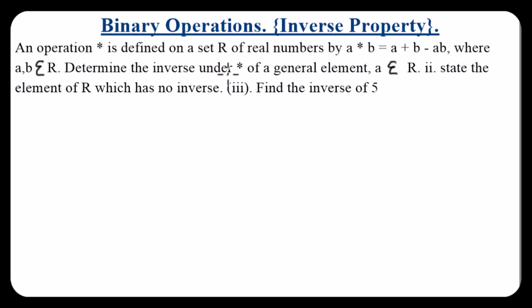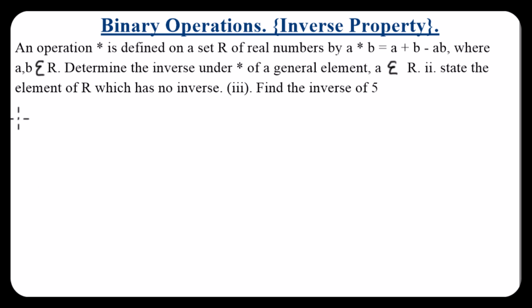Determine the inverse under star of a general element A being an element of R. So we have to find the inverse underneath this. Then Roman figure 2, we have to state the element of R which has no inverse. And Roman figure 3, we have to find the inverse of 5. So without wasting much time, we want to write two things.